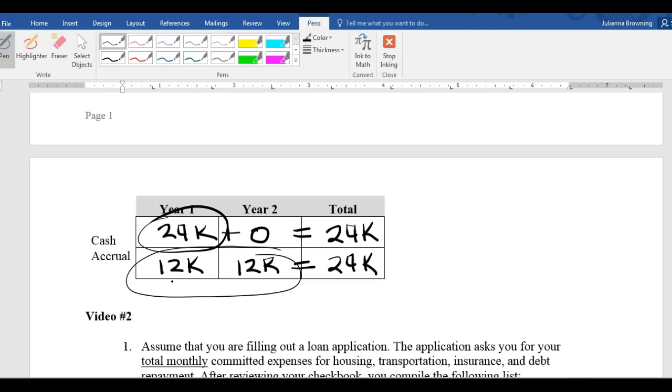So that is an introduction to the matching concept. So one more time, we are going to match expenses into the same period that the related revenues are earned. And we're going to do that over and over again throughout the course.